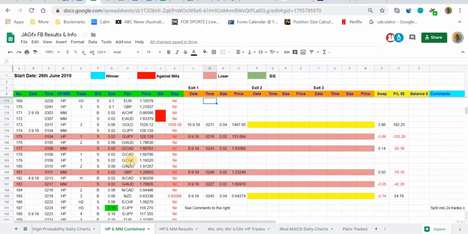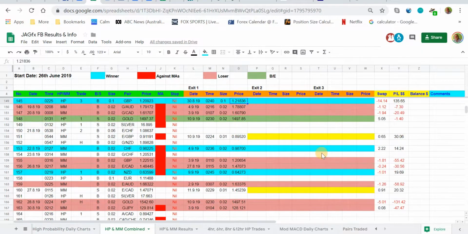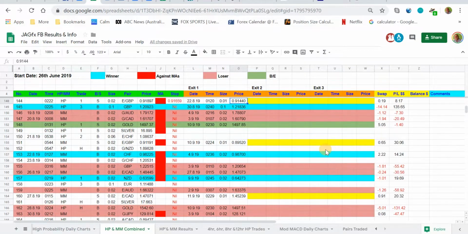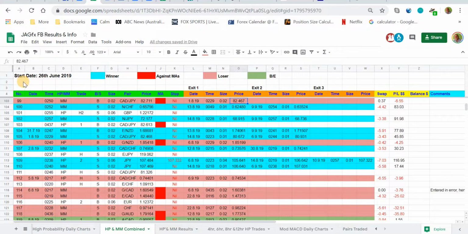So if you see this red, it means the trade's been a loss. Yellow like this means it's still open, partial open. The red in the MA means it's normally a high risk against a trend type trade, and the blue is obviously winners. That's what we're doing at the moment. You can see the type of trade, high probability or mod MACD, what actual trade number it is, just pretty obvious.